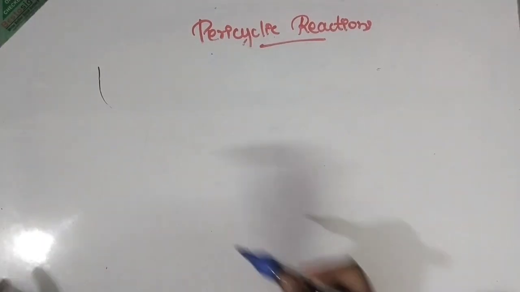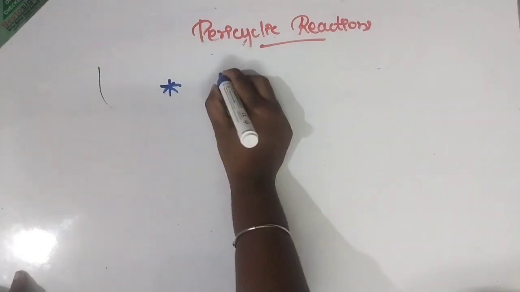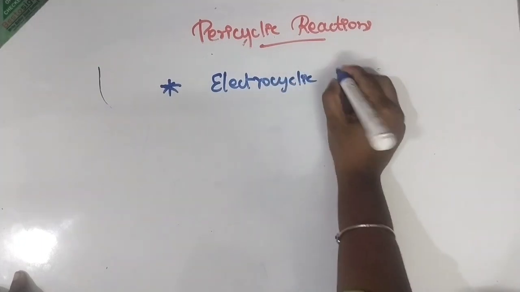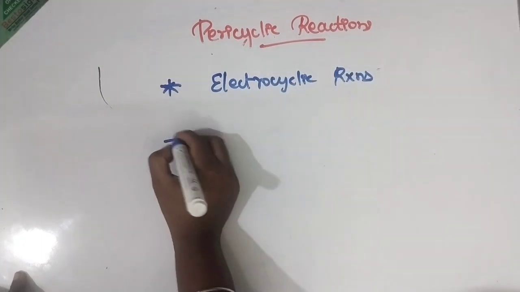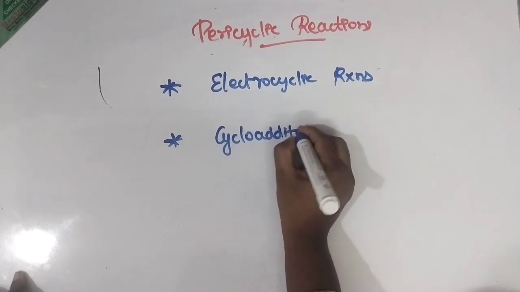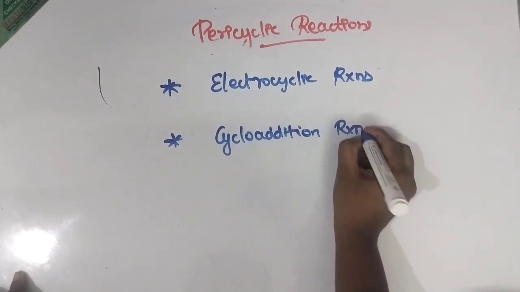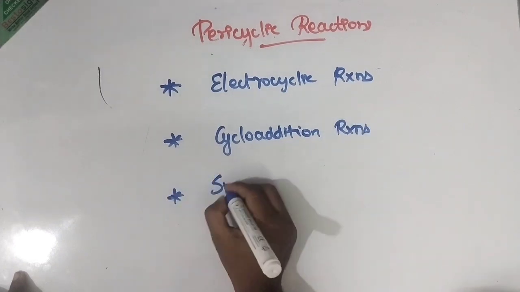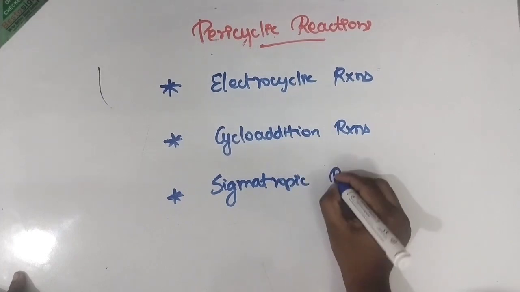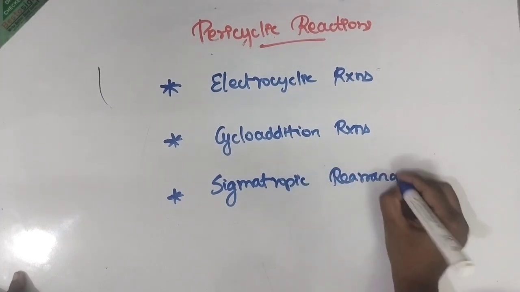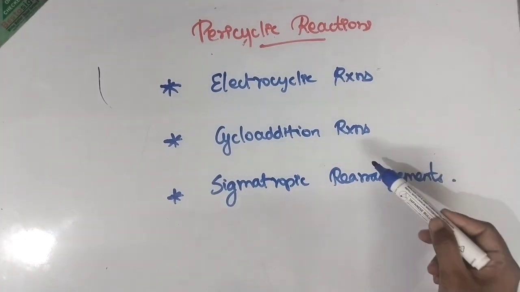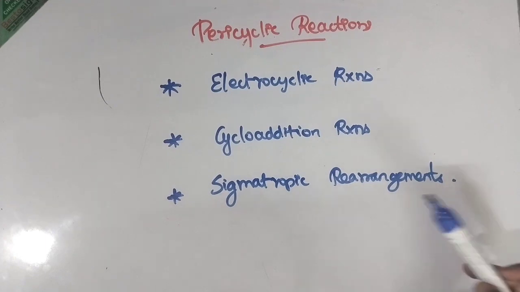Then, these pericyclic reactions can be broadly classified into three types. Okay, electrocyclic reactions, then cycloaddition reactions, then sigmatropic rearrangements. Electrocyclic reactions, cycloaddition reactions, and then sigmatropic rearrangements.